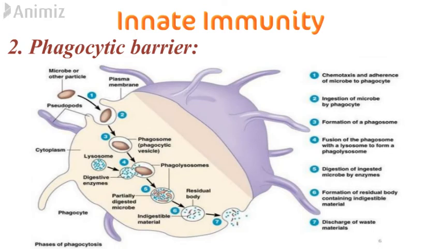The first step is chemotaxis and adherence of the microbe to the phagocyte. The phagocyte then ingests the microbe to form a phagosome. This phagosome fuses with the lysosome to form a phagolysosome. The enzymes in the lysosome digest the microbes to form a residual body, which contains the indigestible material, which is then discharged out of the phagocyte in the final step.